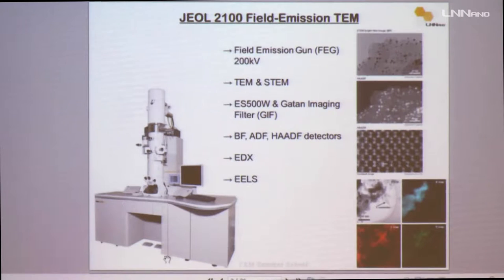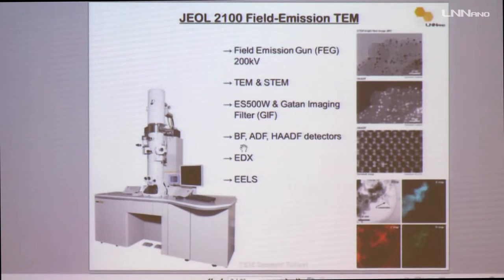And next, what else can we do? What are the things that we can do using this 2100 FEG TEM? It has a FEG filament, so we can expect a really good energy dispersion, maybe 0.9 or 1 eV. And it can be operated in both TEM and STEM modes. And as I said, it has two cameras, one at the top, that's the ES500W, and one at the bottom, that's a Gatan imaging filter.